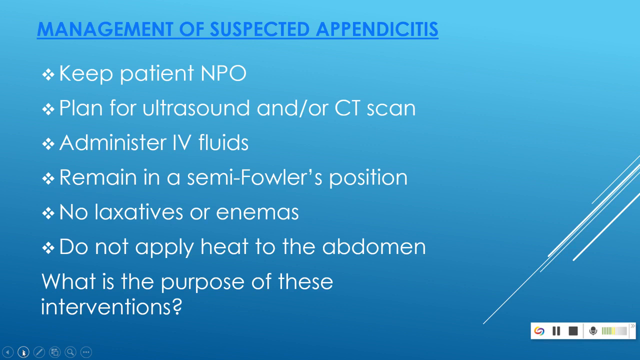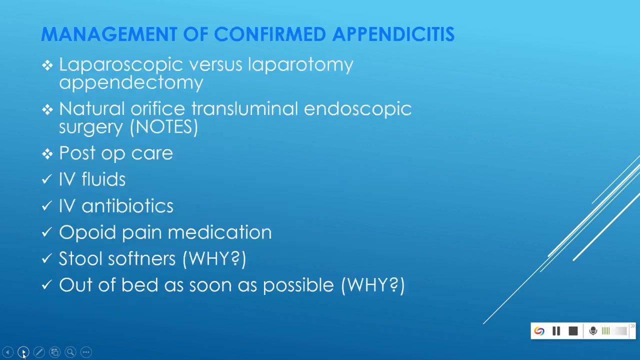No laxatives or enemas. If we give someone a laxative or enema, we've increased the pressure in the GI tract, and that could cause the appendix to rupture also. We do not want to apply heat to the abdomen. What does heat do? Heat dilates. We do not want to dilate the cells of the appendix and have more blood flow to an area that is already more swollen. It's already swollen. That would increase the pressure.